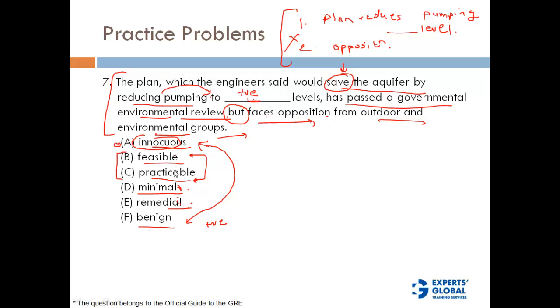Now feasible and practical are not as good a fit as innocuous and benign, because we know that this has to be a positive word, and innocuous and benign are positive in meaning, whereas feasible and practical are neutral. So we would go with innocuous and benign. The answer would be A and F.